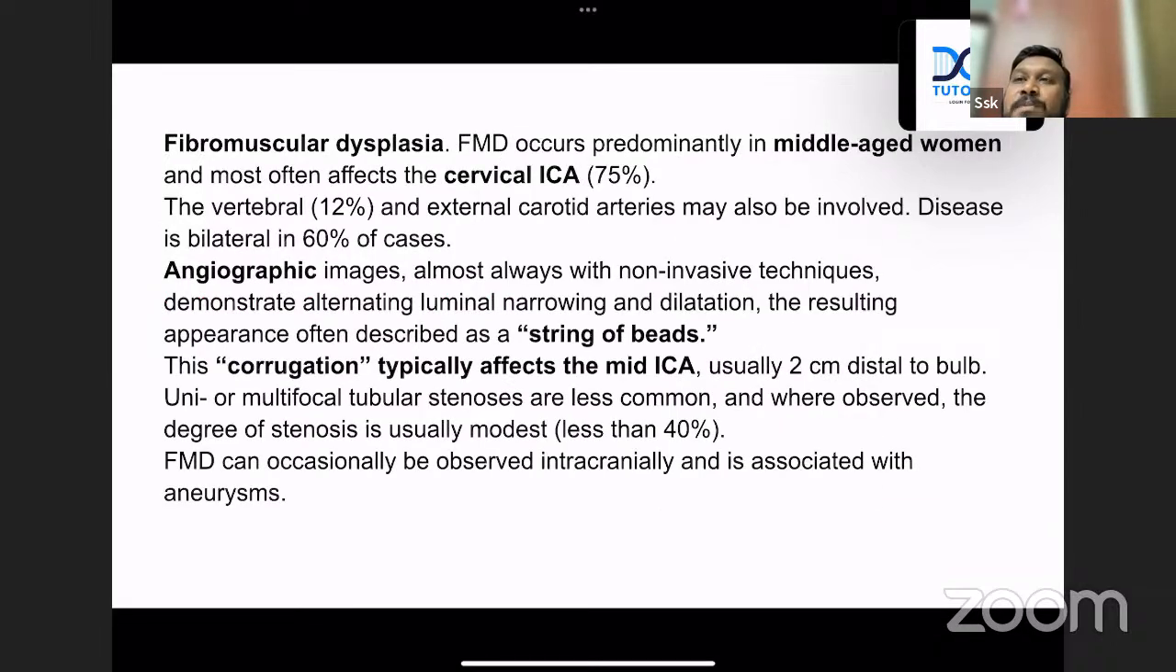Fibromuscular dysplasia, especially in middle-aged women, most commonly affects the cervical internal carotid artery, and the vertebral and external carotid arteries can be involved, but quite rarely. What is very important is that the angiographic images are going to show you a string of beads appearance. This is nothing but the corrugation, which typically affects the middle segment of the internal carotid artery, usually 2 centimeters distal to the bulb. Unilateral or multifocal tubular stenosis is less common, and FMD can occasionally be observed intracranially, especially when associated with aneurysms. So what you have to remember here is that the MCQ point for you will be the string of beads appearance.